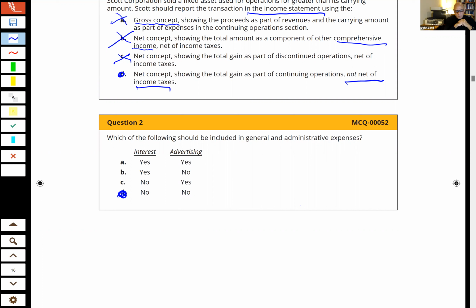I think what starts to happen with this question is, well, which is the most solid answer, which is if we're talking more a retail entity, then you're probably going to have a strong tendency to say that interest is non-operating, advertising is what is going to be a selling expense along the lines of what we put on that flashcard.